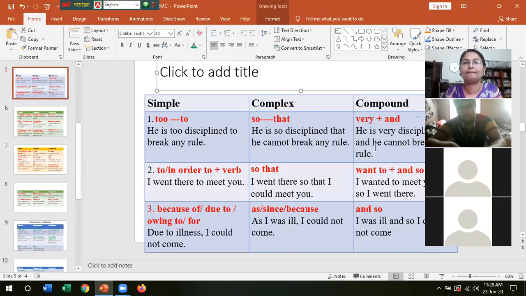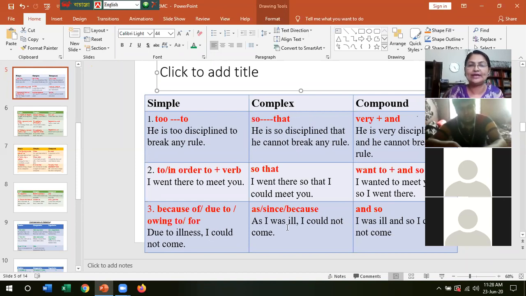Okay. Then number three, another important rule. Because of, due to, owing to, for. If you find these words in a simple sentence, like 'Due to illness, I could not come.' Due to means because of. I was ill. Because of illness, I could not come.